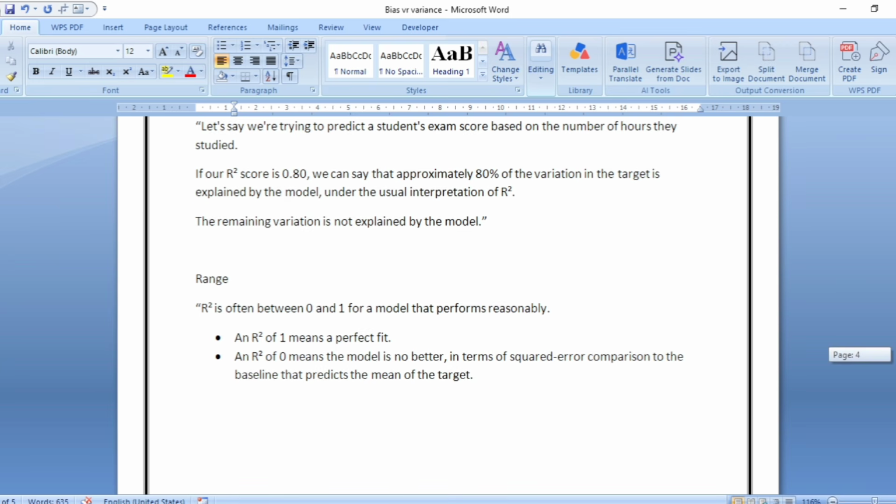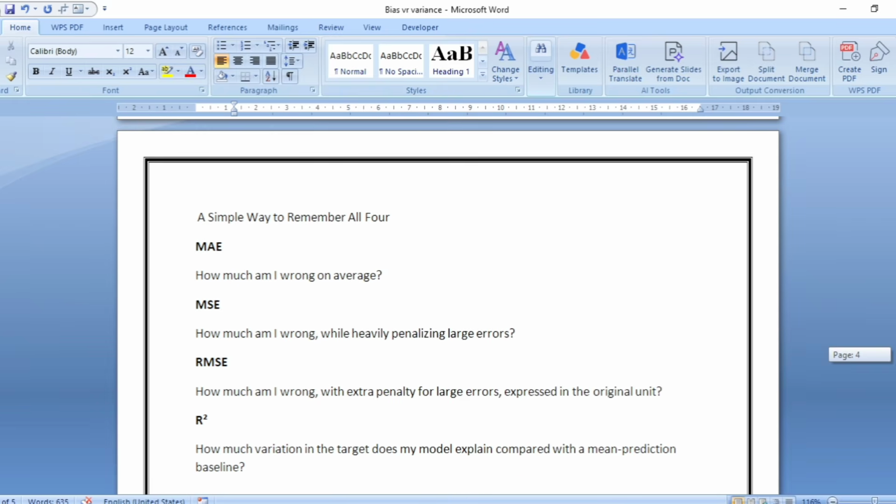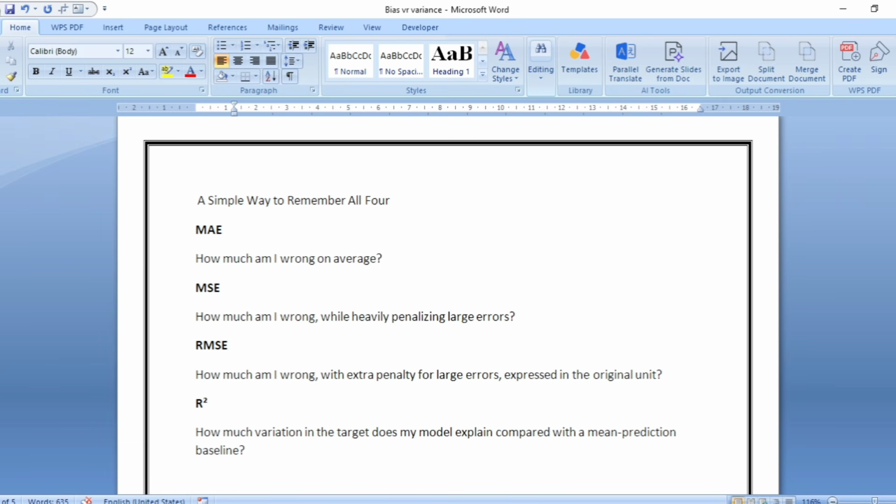So here is a simple way to remember all four. Mean absolute error: how much am I wrong on average? Mean squared error: how much am I wrong while heavily penalizing large errors? Root mean squared error: how much am I wrong with a large penalty for large errors, expressed in original units? And R2: how much variation in the target does my model explain compared with a mean prediction baseline? That's the easiest way to remember.